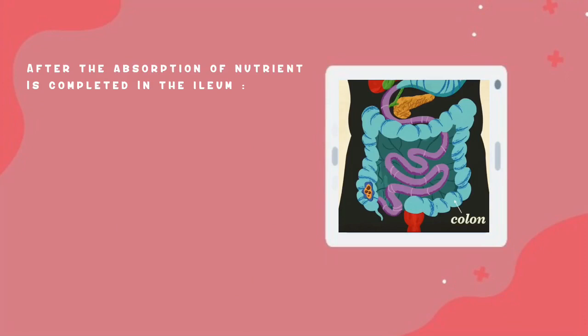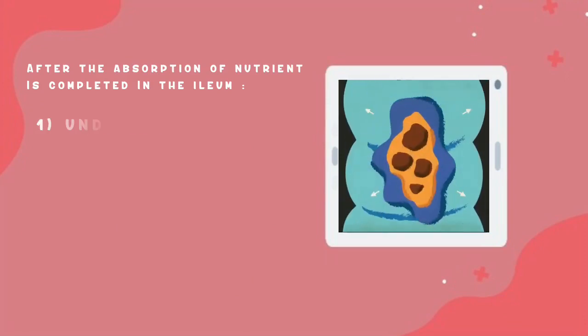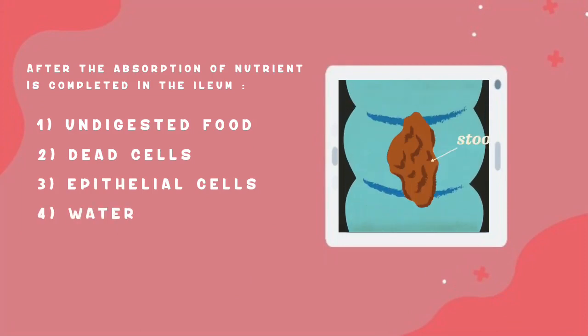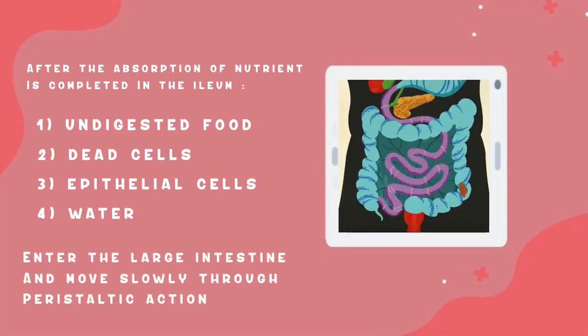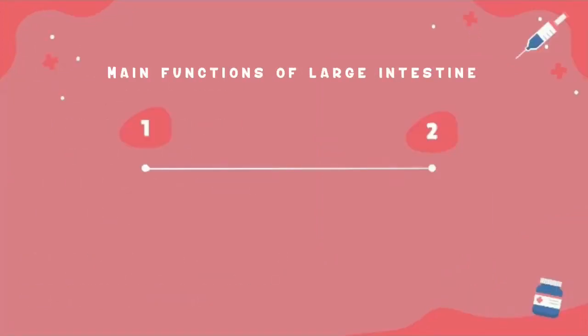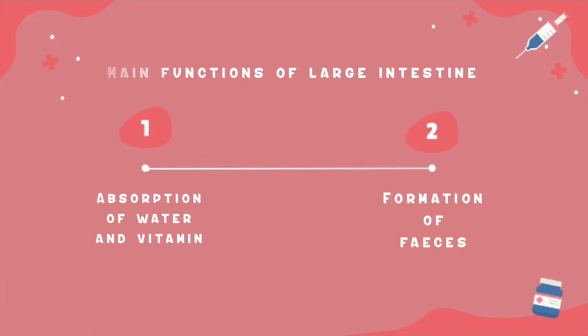After the absorption of nutrients is completed in the ileum, the digested food, dead cells, epithelial cells, and water enter the large intestine and move slowly through peristaltic action. The large intestine carries out two main functions. First is absorption of water and vitamins. Second is formation of feces.